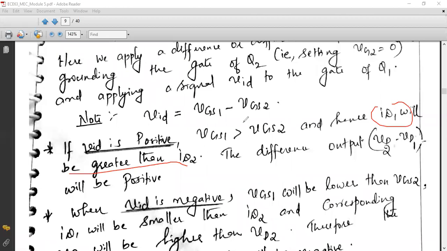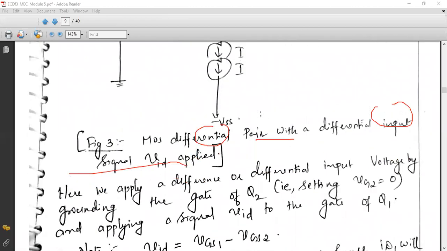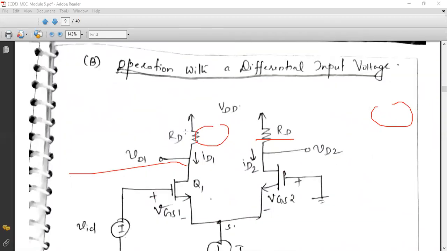Clear or what? Isn't it? ID1 is greater than ID2 because the Q1 transistor is conducting more than Q2. Therefore, the current flow through Q1 is greater than the current flow through Q2. So more current means the drop across the drain resistance will be more, and accordingly you are subtracting a particular voltage from VDD, isn't it? So more voltage we are subtracting from VDD, in the sense VD1 will be less and VD2 will be large. The concept is clear.